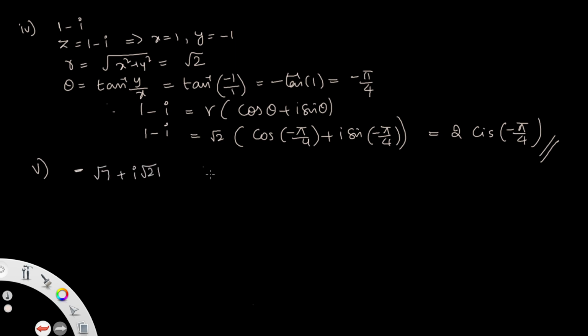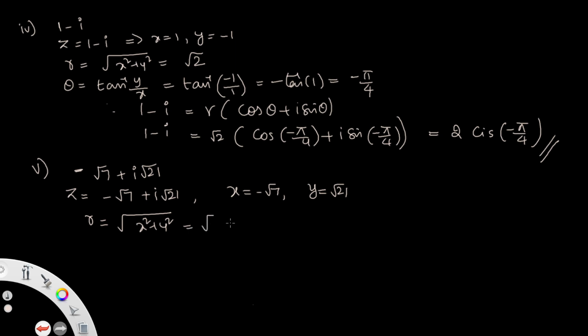So here also let z equal minus root 7 plus i root 21. Then x equals minus root 7 and y equals root 21. Therefore r equals root of x square plus y square, that is root of (minus root 7) whole square plus (root 21) whole square, which equals root 28, that can be written as 2 root 7. And theta equals tan inverse y by x if x is positive.